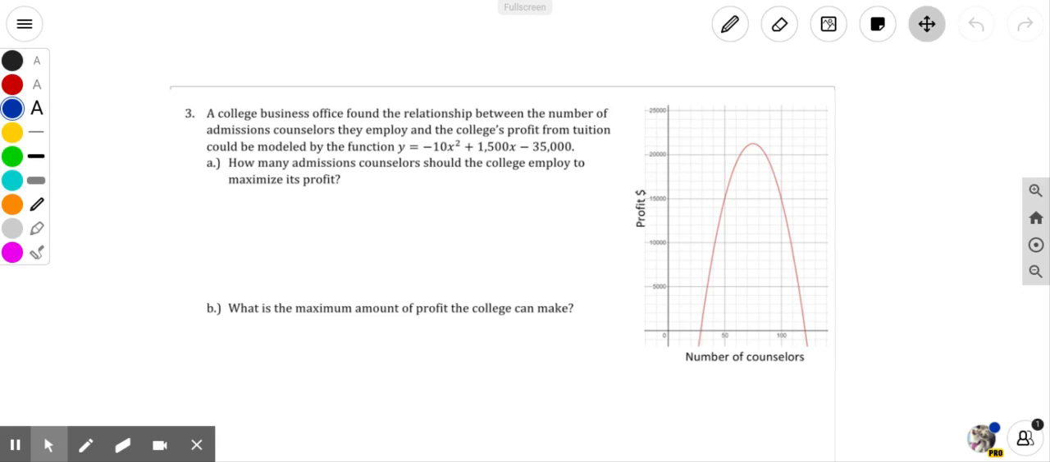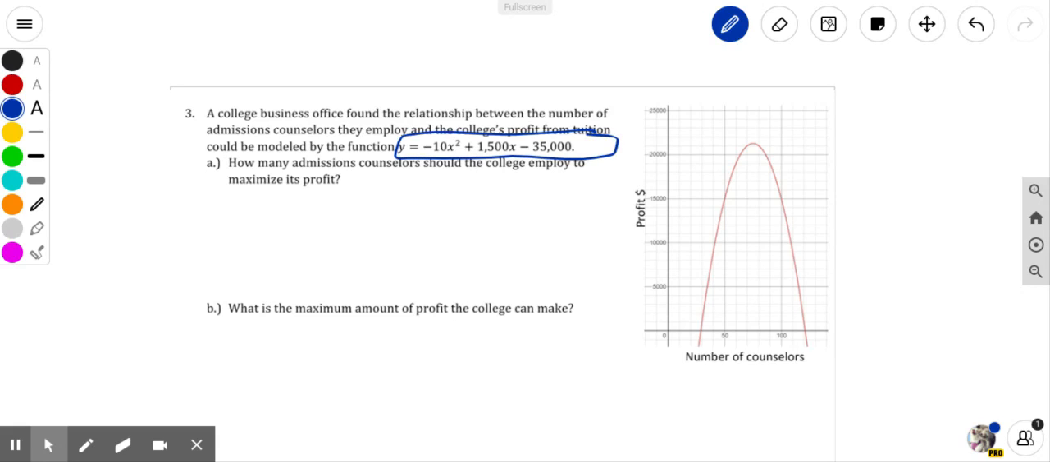This first one, number 3, again, this is from the applications that you guys did on Friday. Basically, in the applications that we did, there was always some sort of maximum on the graph, whether it be maximum profit, which is this one, or maximizing height in time. This one has to do with counselors and profit. So you're given the equation right here to use.